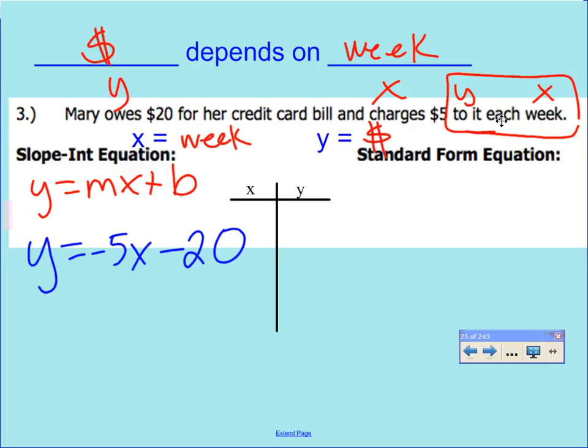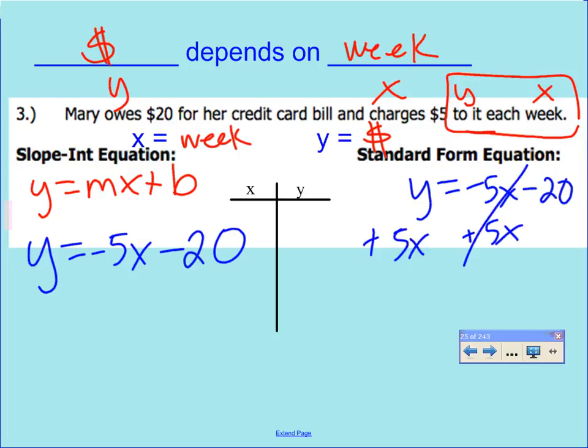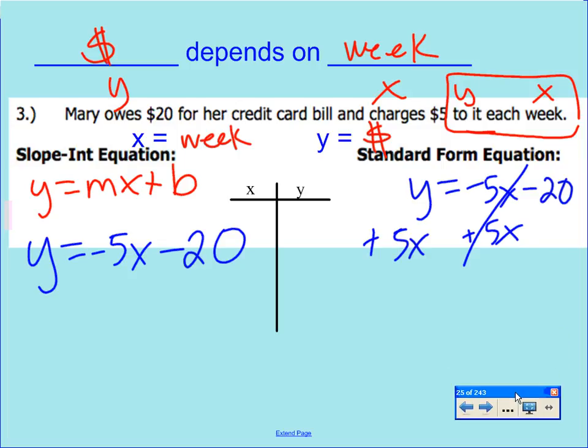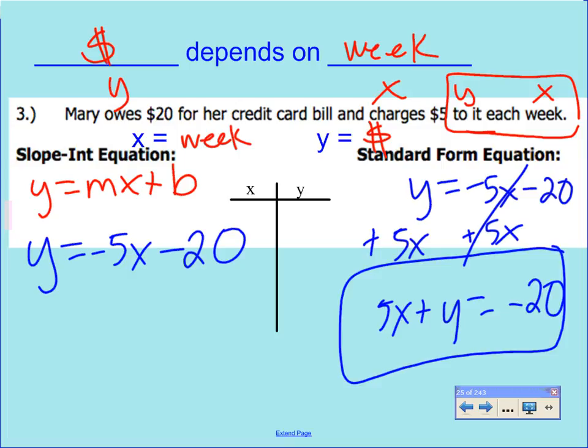Okay, let's go to standard form. So let's rewrite slope-intercept, which is y equals negative 5x minus 20. Reno, how do we put that in standard form? Good job. Add 5x to both sides. So Haley L., what is standard form going to be? Good job. 5x plus y equals negative 20. This one was a little bit easier than the fraction ones.